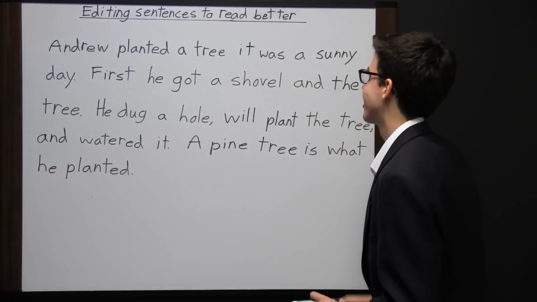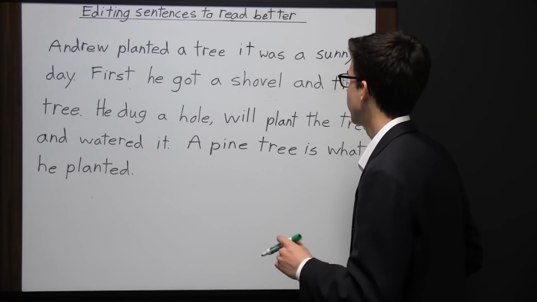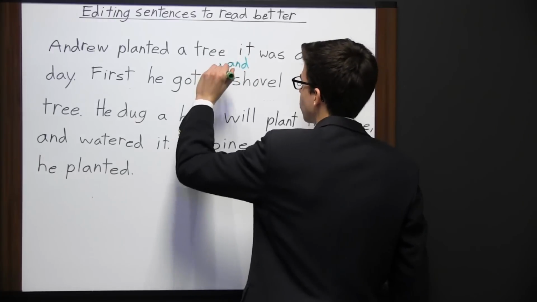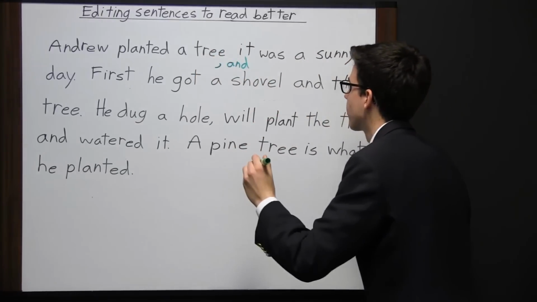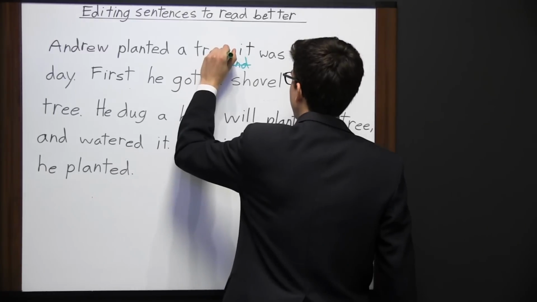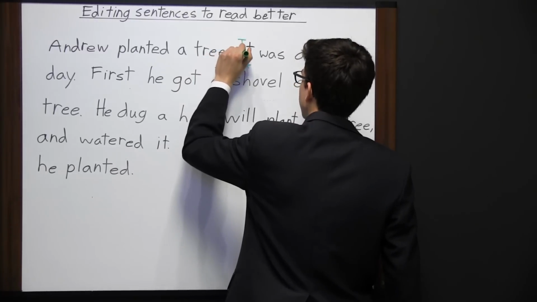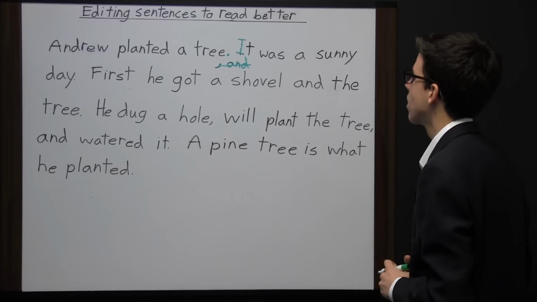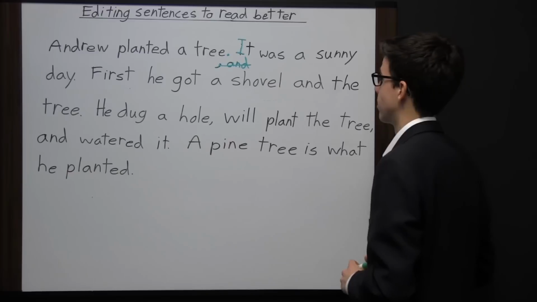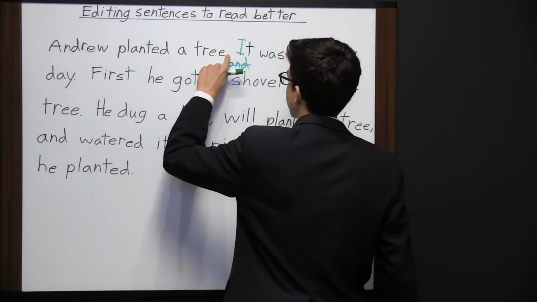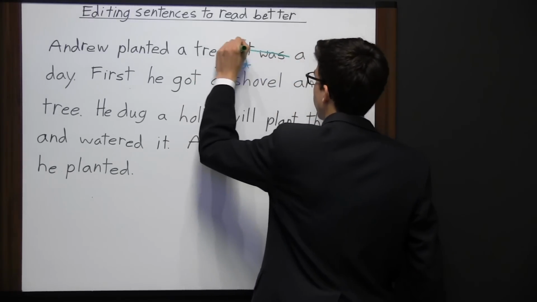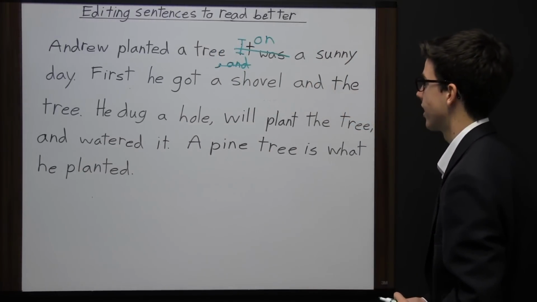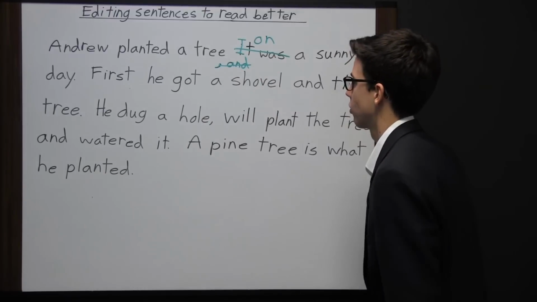So there's a number of ways that we can correct this. We could put comma and. So the sentence would read, Andrew planted a tree and it was a sunny day. Or we could put a period here and make it capitalized, and we can say Andrew planted a tree. It was a sunny day. Those are correct. But I think the best way to do this is to get rid of the period, get rid of it and was, and put the word on. So now it reads, Andrew planted a tree on a sunny day. So that's just one sentence, and that's correct.